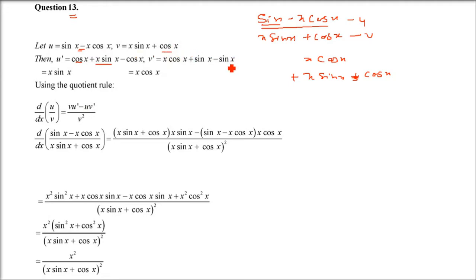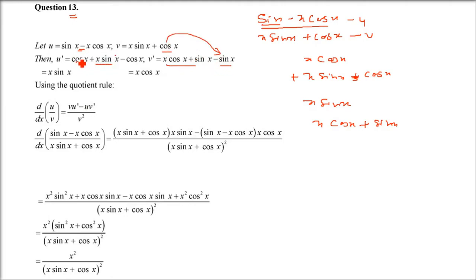Here we have x sin x plus cos x. So cos x is direct minus sin x. And x sin x we have to do by the product rule. So x cos x plus x d by dx x is 1. So x cos x plus sin x will come. Cos x is of course minus sin x.